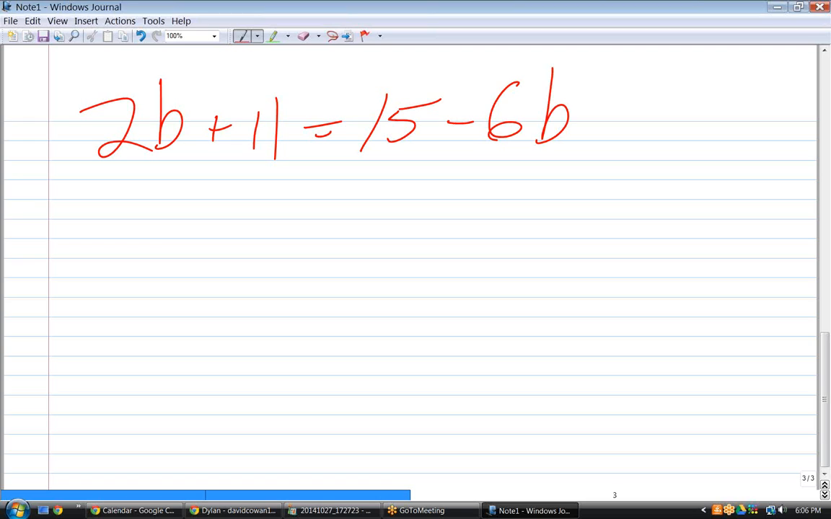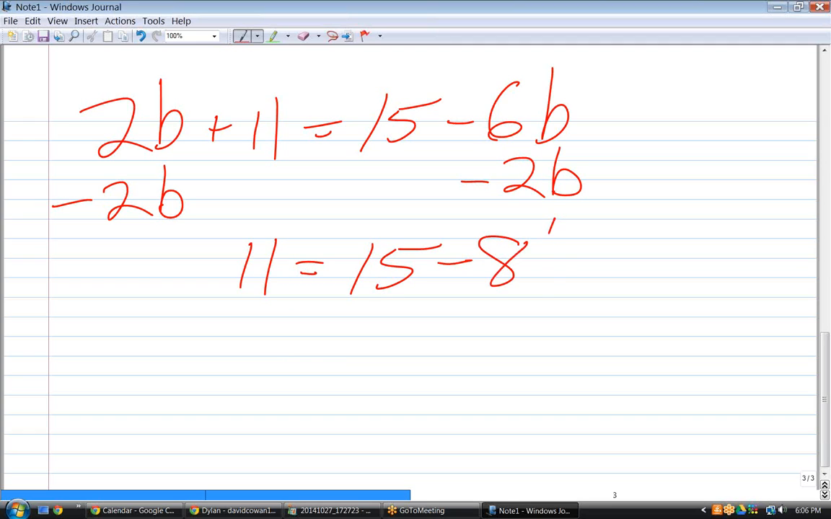Subtract 2b from both sides. And then you would... What's the next line? 11 is equal to 15 minus 8b. And then you would subtract 15. Let's back up one second here. Would you rather have a negative coefficient in front of the b or a positive coefficient? Probably a positive. Okay, so let's go back one step here.